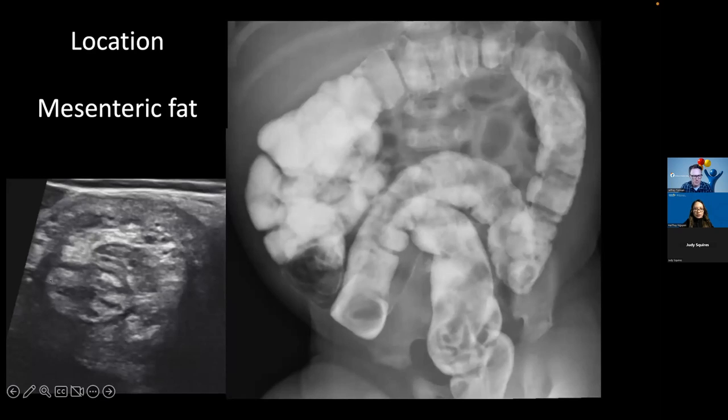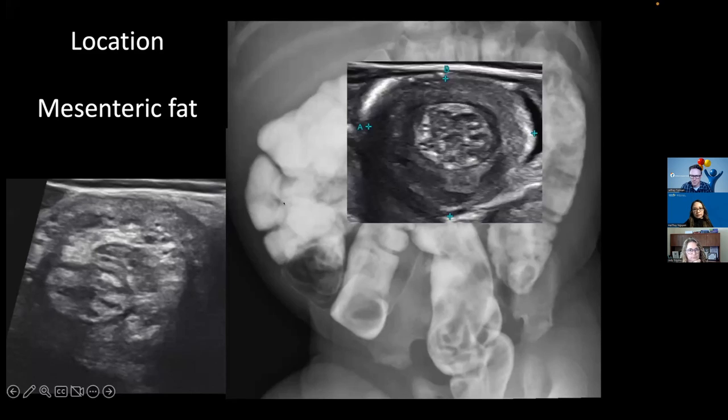Inside the contents, you'll see the small bowel, probably the terminal ileum, and then you'll see the terminal ileum's associated mesenteric fat. So you'll always see the terminal ileum, you'll see the fat, and then you'll see the cecum or the ascending colon around it. And to me, that's diagnostic of an ileocolic intussusception.